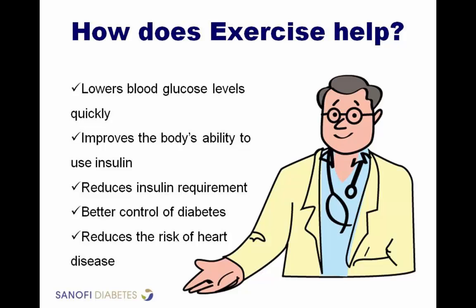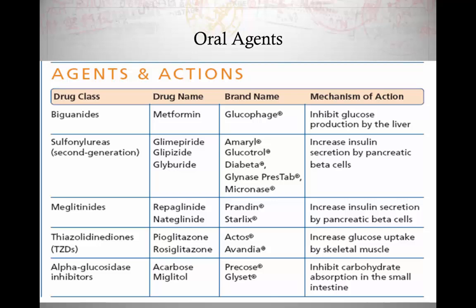So you must inquire about exercise and try to make sure the patient complies with it, because exercise not only lowers the blood glucose level but also improves the ability of insulin to uptake. That reduces resistance and, of course, reduces the risk of heart disease. So what are the agents that you have? You have the sulfonylurea, which is the most commonly prescribed. You have the biguanides, you have the meglitinides, and thiazolidinediones, and alpha glucosidase inhibitors.